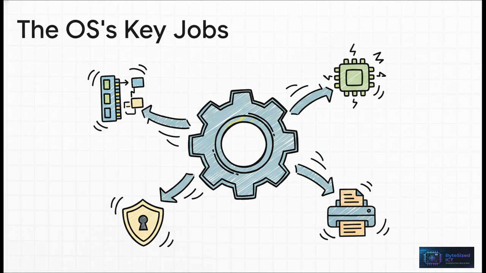It is constantly juggling all these crucial jobs behind the scenes without you even noticing. It's managing memory. It's directing all the traffic on the processor. It's standing guard with security. It even handles your print queue so your stuff doesn't come out all jumbled up.